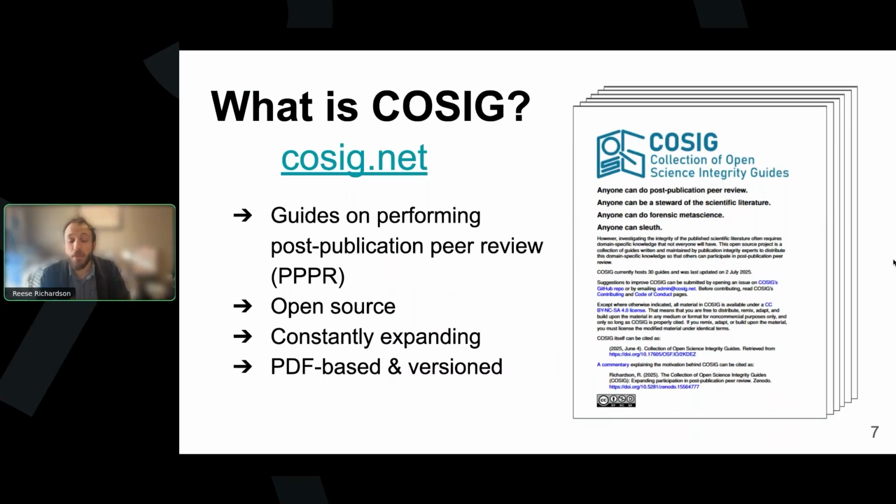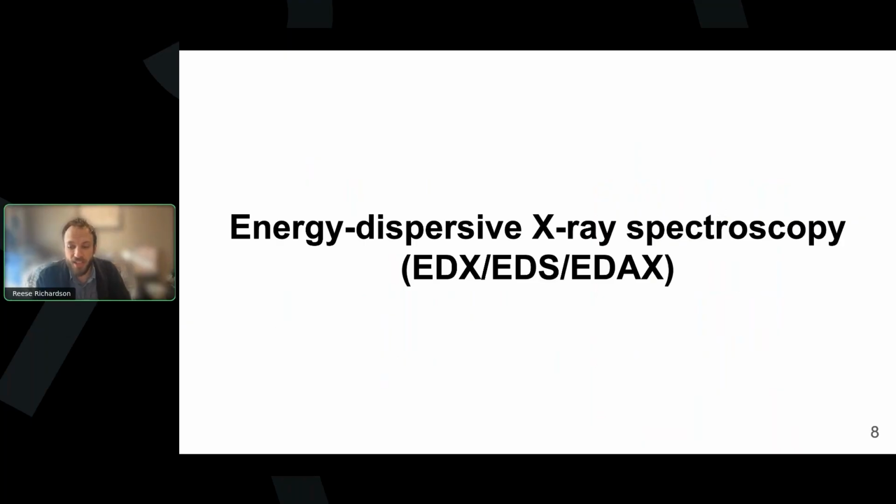So because this is Chemistry World, I wanted to give a few vignettes from COSIG that might arm people that work in chemistry or material science with very easy ways to spot problematic publications. And once you know what to look for, you start to see this stuff everywhere. If you want more information on any of these, you can find it in COSIG, but I'll just go over a few different vignettes right now. The first has to do with energy dispersive X-ray spectroscopy, or EDX.